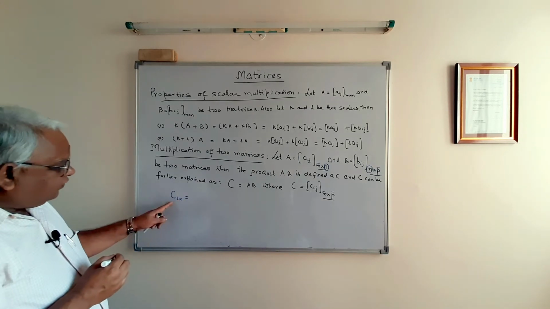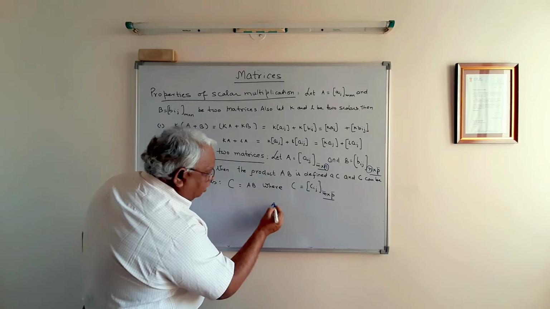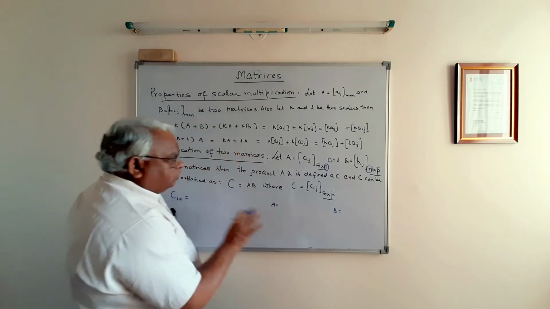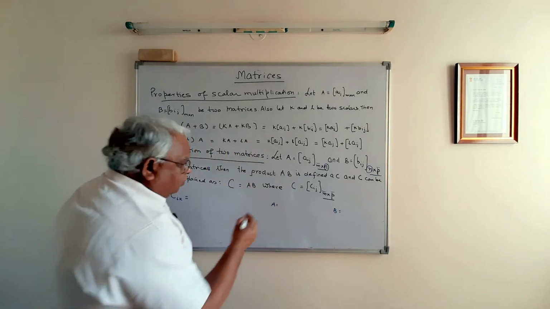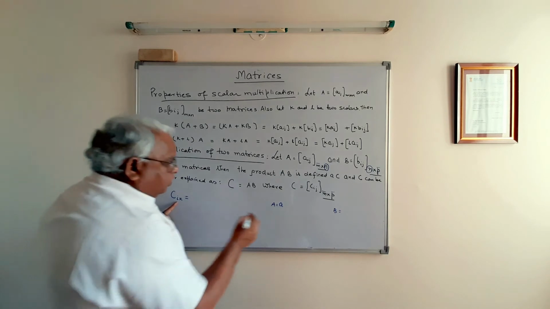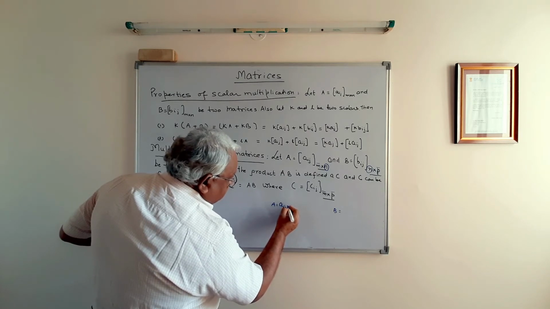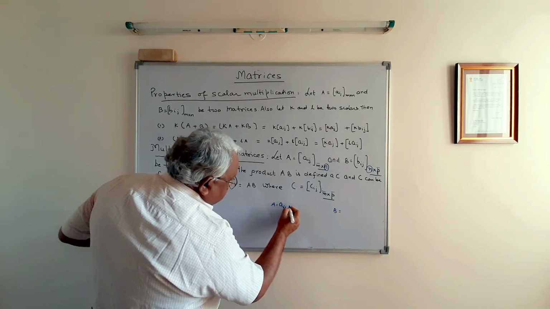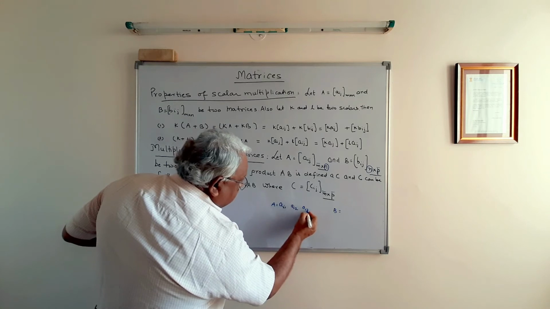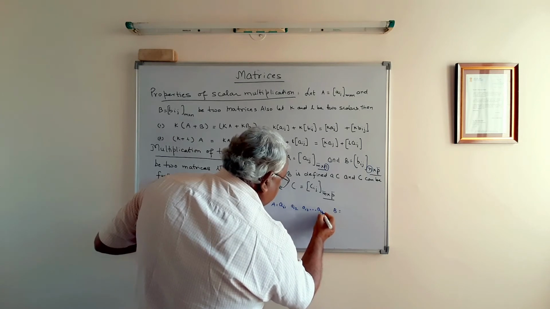To understand this Cik, you need to look at what A and B should be and how this process goes on. So A is equal to, because you are taking the ith row, Ai1, Ai2, Ai3, and it will go up to Ain.